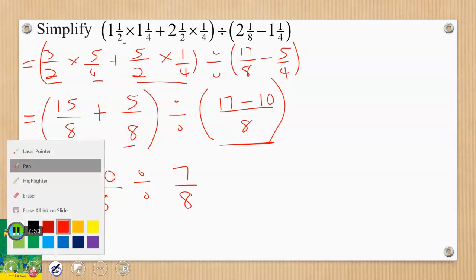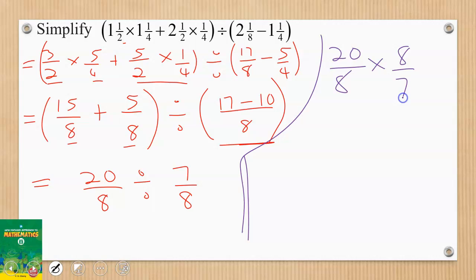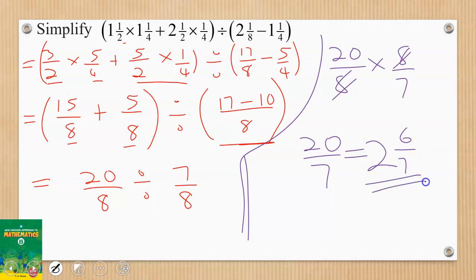So in the simplest form, there we have the division left, which we can just change into multiplication by reciprocating, right? So we can say 20 on 8 times 8 on 7. And simple cancellation means this will divide this, and then we have 20 divided by 7, which we can change to a mixed number. So 7 can divide 20 as 2, remainder 6 on 7. And so that becomes our answer.